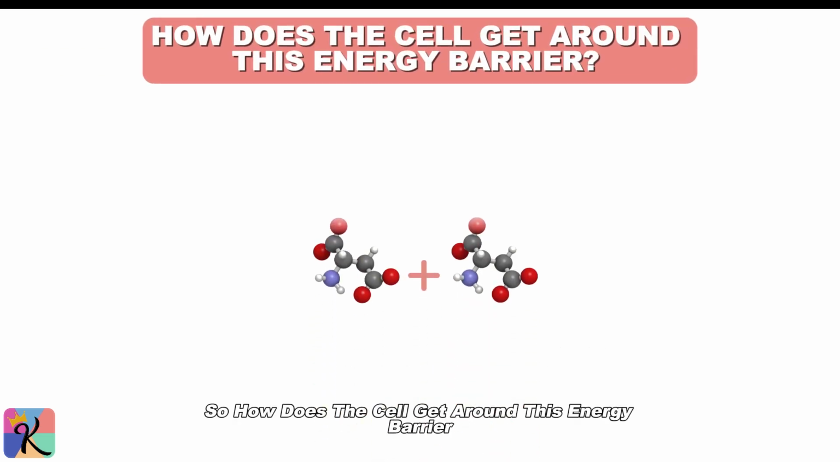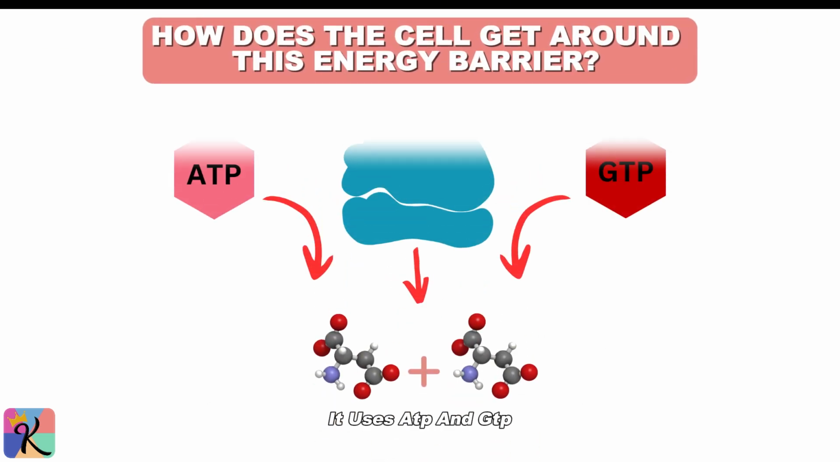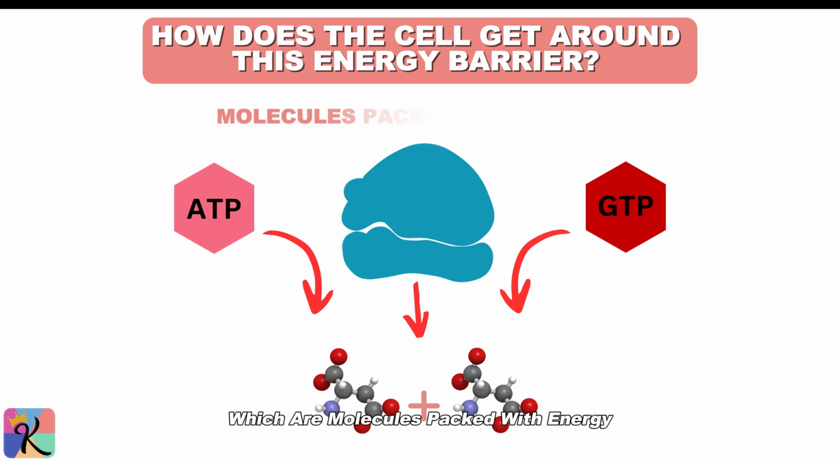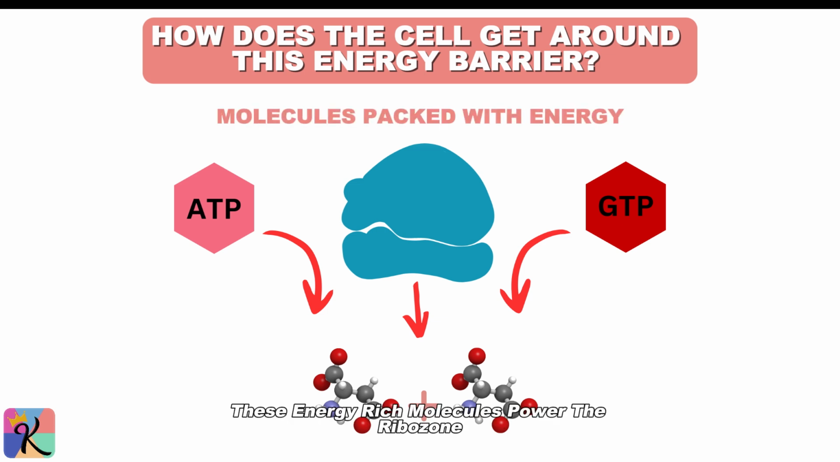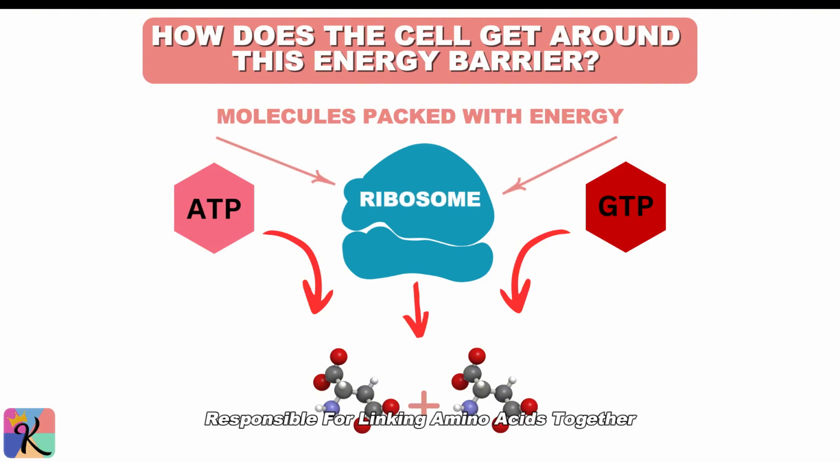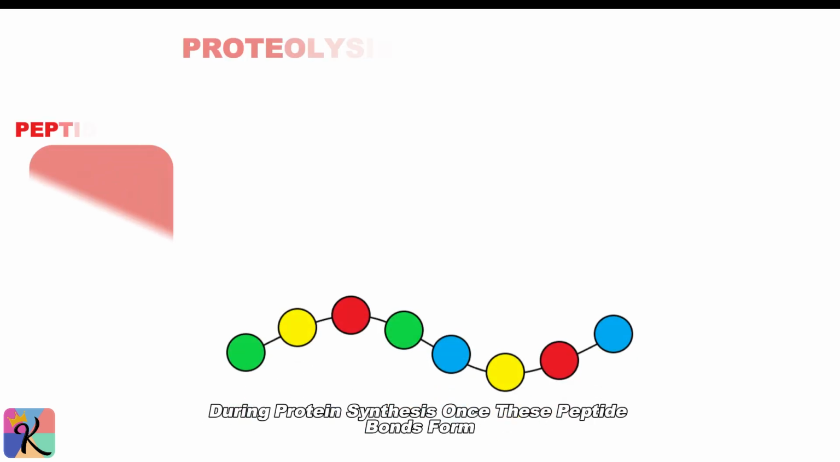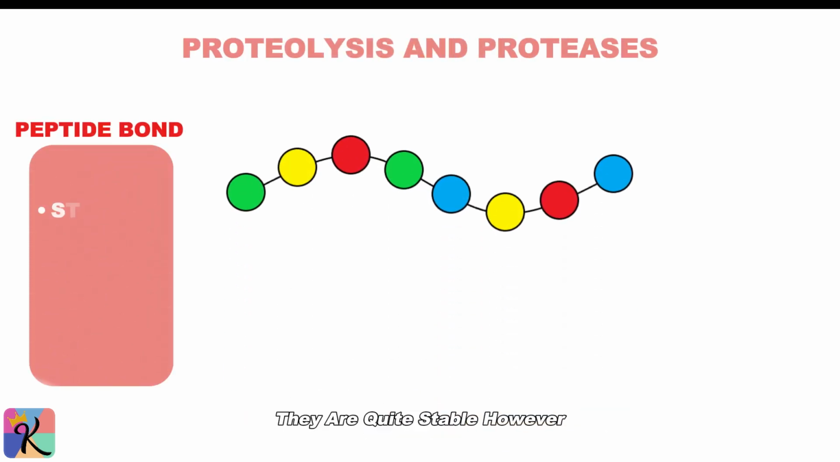So how does the cell get around this energy barrier? It uses ATP and GTP, which are molecules packed with energy. These energy-rich molecules power the ribosome, the cellular machine responsible for linking amino acids together during protein synthesis. Once these peptide bonds form, they are quite stable.